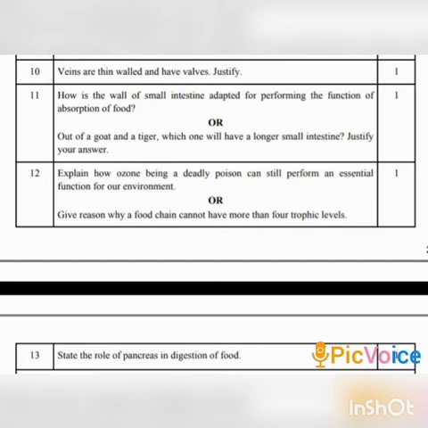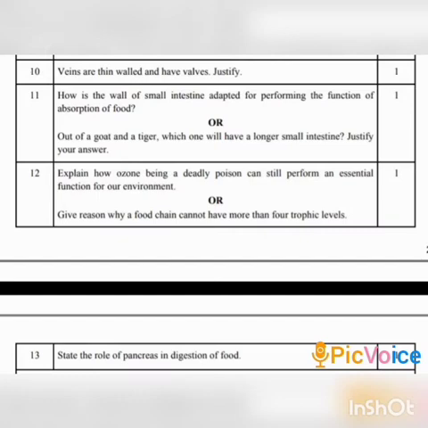And one more question: out of a goat and a tiger, which one will have a longer small intestine? Herbivores have longer small intestine. Here goat is a herbivore, so goat is having a longer small intestine. Then justify your answer, that means why? It is because herbivores eating grass need a longer small intestine to allow the cellulose to be digested.